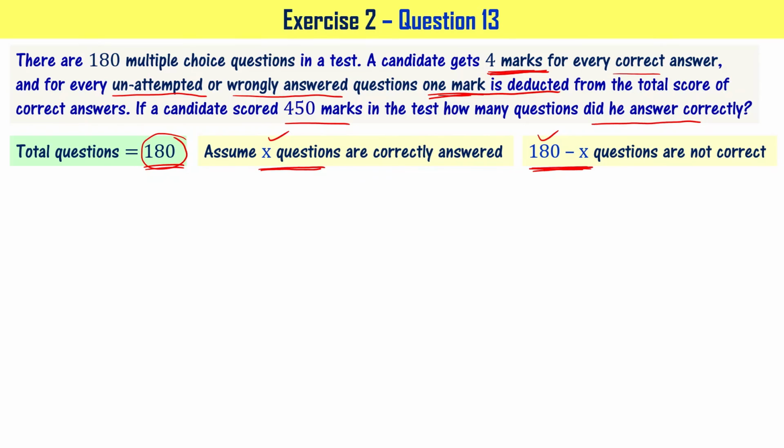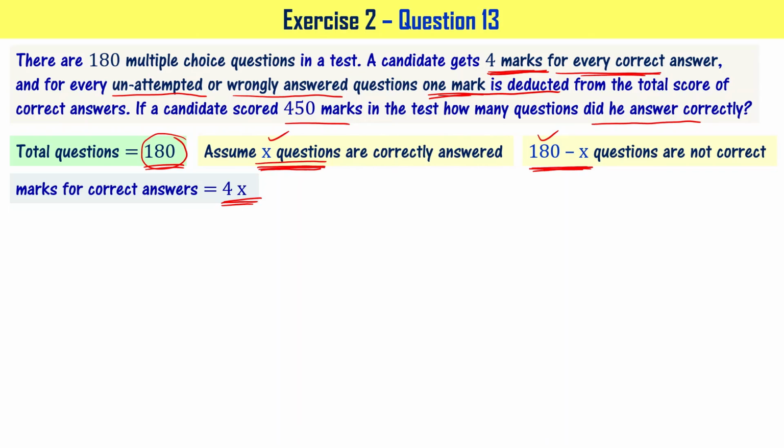Now, the first statement says that the candidate gets 4 marks for every correct answer. We said that he has answered X questions correctly, right? It means marks he obtained for correct answers is 4 times X, right? Every question he is going to get 4 marks. Since he has answered X questions, he is going to get 4X marks, right?